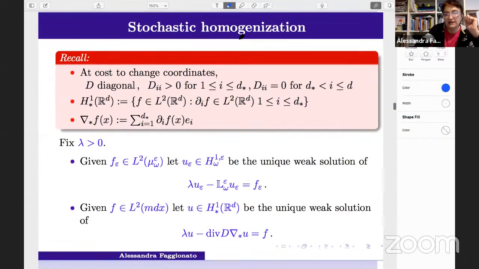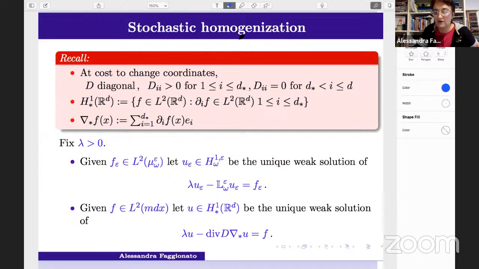Now I want to state the limiting behavior both of the solution of the massive Poisson equations and also of their epsilon gradients. But I need to recall some definitions from my talk number 1. Recall that it costs to change coordinates. Since the homogenized matrix D is diagonal, or can be diagonalized, we can think of D as diagonal, and we order the canonical basis so that the first d star diagonal entries of the homogenized matrix are positive and the others are 0. They could also be all positive, it could be non-degenerate as well.